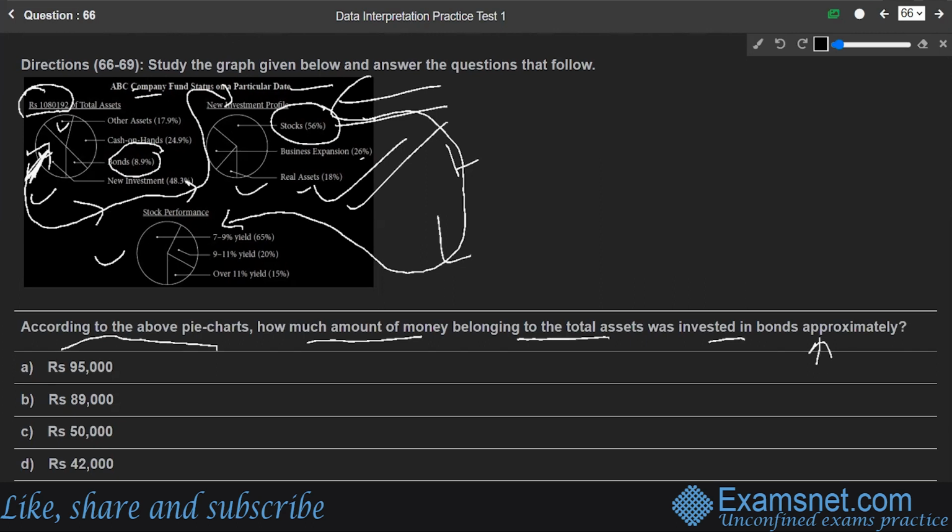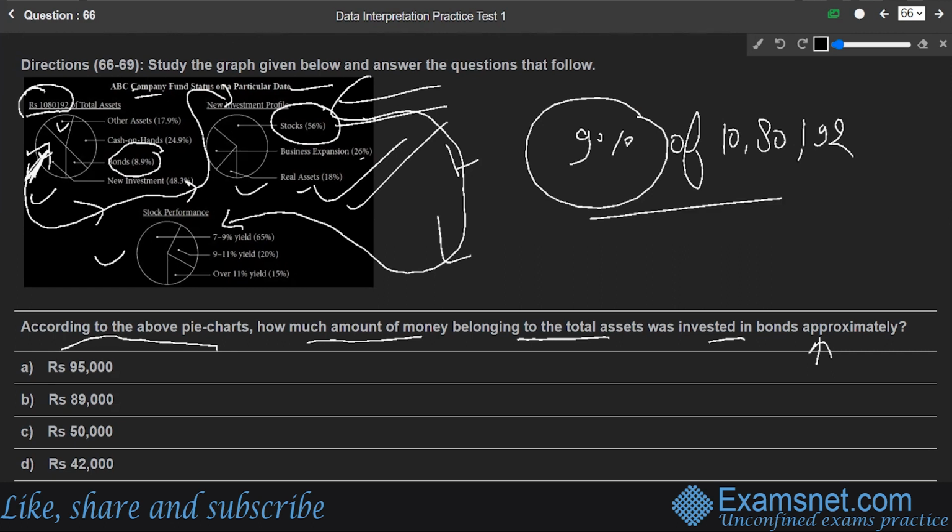10,80,192 rupees. Okay, because the bond value is 8.9%, we approximate that to be 9%. So clearly we are supposed to find out 9% of 10,80,192 rupees. Okay, and as it is approximated, let us assume this to be 10 lakh. Which is lower than the actual value, which is close to 11 lakh, but let us assume it to be 10 lakh.